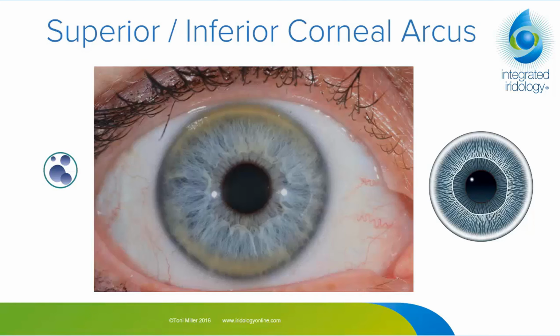Now, if you get an example where you've got a partial upper and a partial lower arcus, we have to combine the meaning of those two. So, poor circulation in the head region, poor circulation in the feet. And actually, we do say cold head, cold feet.